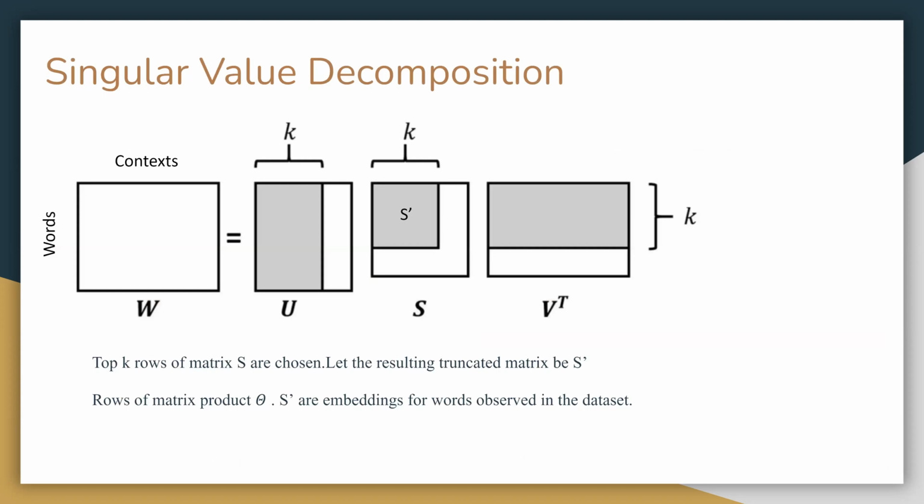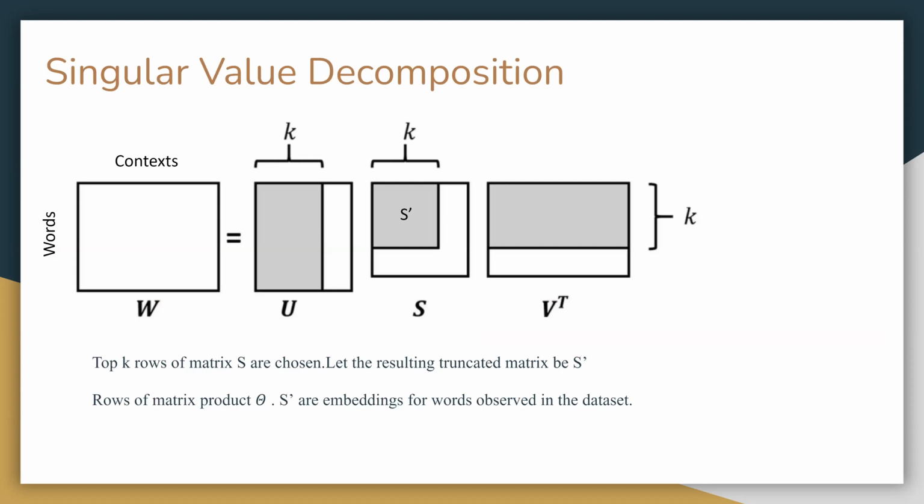The remaining question is, how do we perform dimensionality reduction? The strategy here is to apply a technique called singular value decomposition. It decomposes a matrix W of dimension M×N into the product of three matrices: a square matrix U of dimension M×M, a rectangular diagonal singular value matrix S of dimension M×N, and another square matrix V of size N.